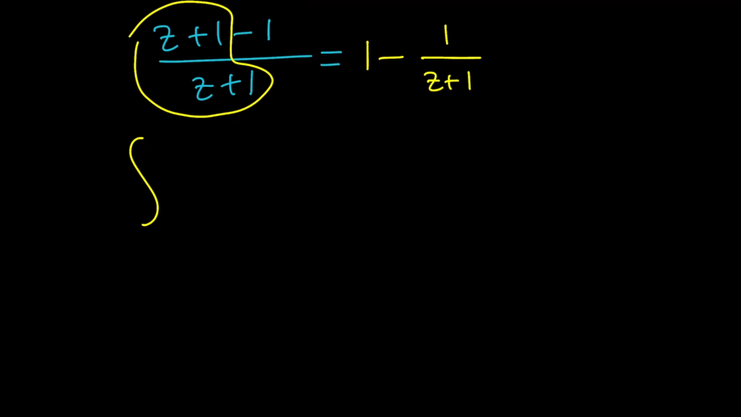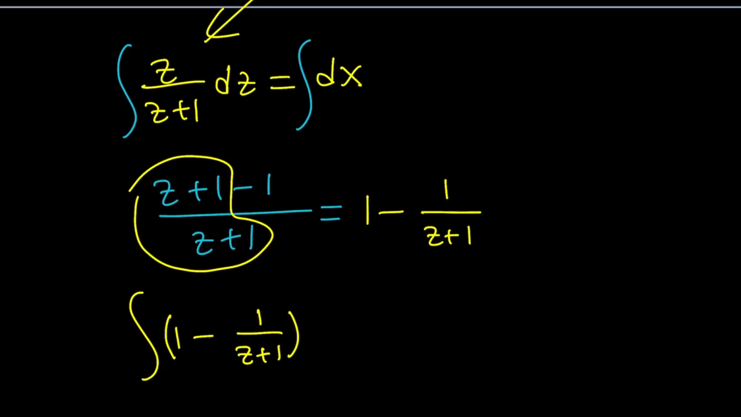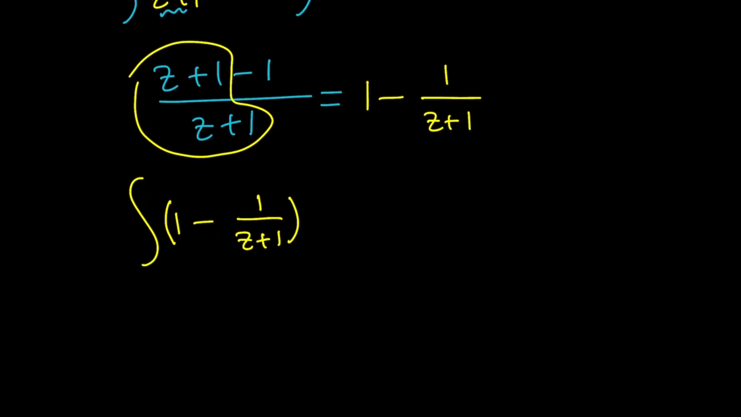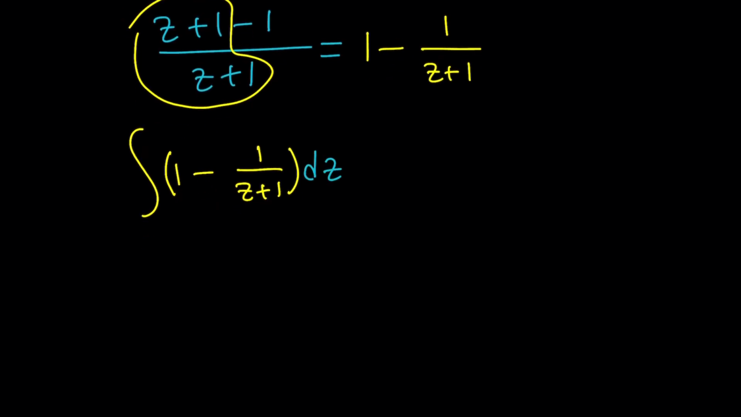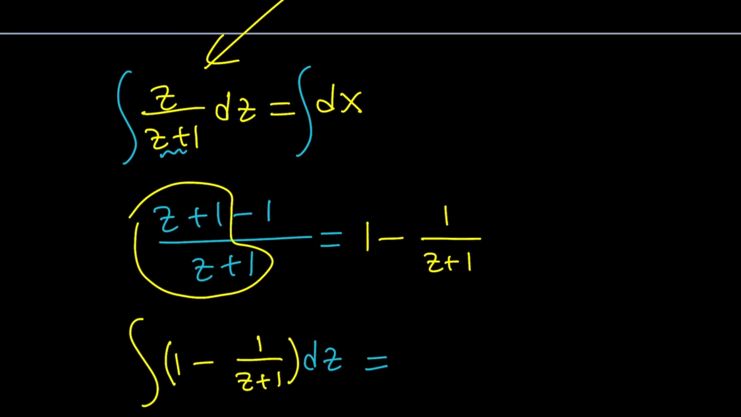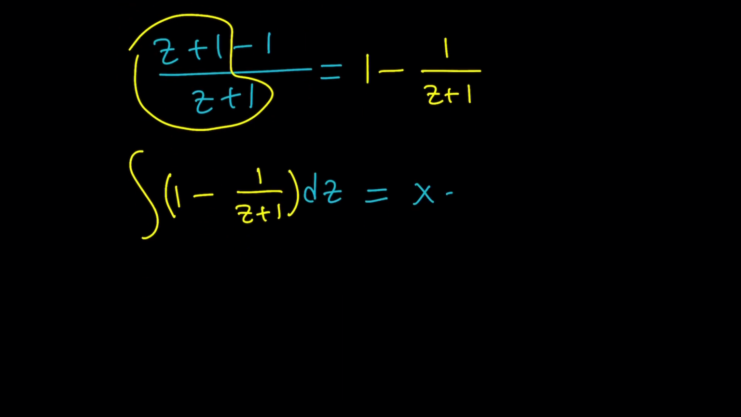Obviously, this is a lot easier to integrate than z over z plus 1. Of course, you could also use substitution. You can call z plus 1 something, like t or u or whatever, and then z would be u minus 1, and so on. But I like this method better. Okay, so this is what we have. And on the right-hand side, we have the integral of dx, so that would be x plus c. Easy, right? We're going to put the constant on one side only because we don't need constants on both sides. All right? Cool.